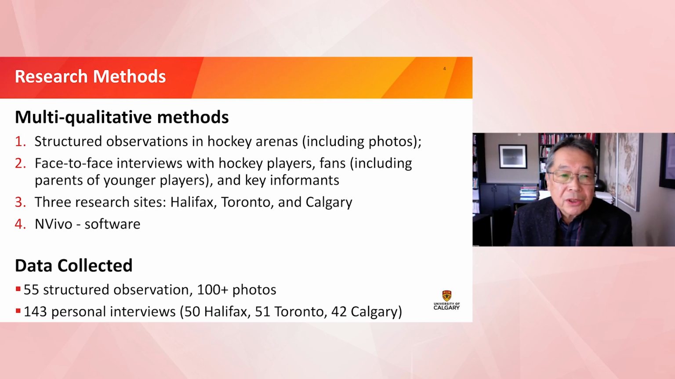The research methods we used for this project, which started in the 2018-19 hockey season and was cut short a little bit by the pandemic, but we have enough data to complete the project, involve structured observations in hockey arenas, including taking photos in some cases, and many face-to-face interviews with hockey players, fans, including parents of younger players, and key informants. And there were three research sites for this project: Halifax, Toronto, and Calgary. And we used NVivo to analyze the interviews. The total data collected were 55 structured observations and 100 photos.